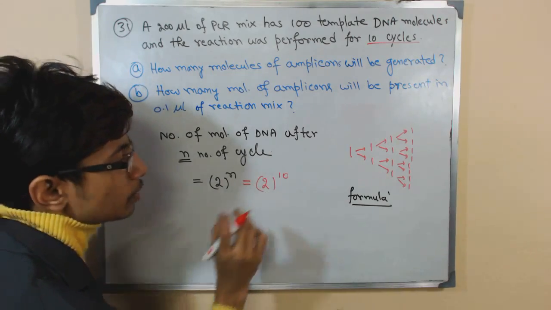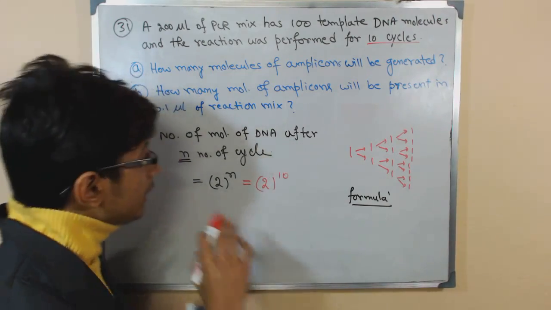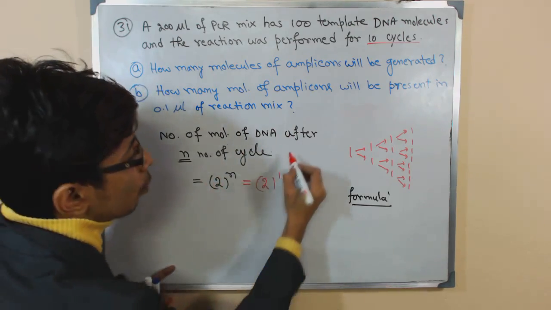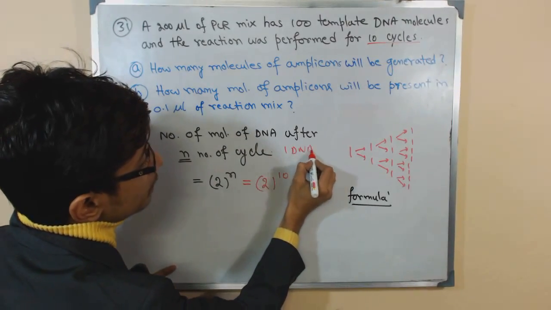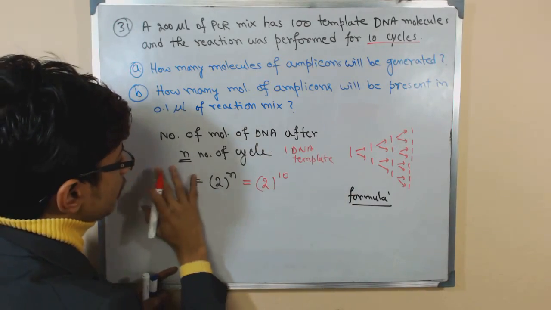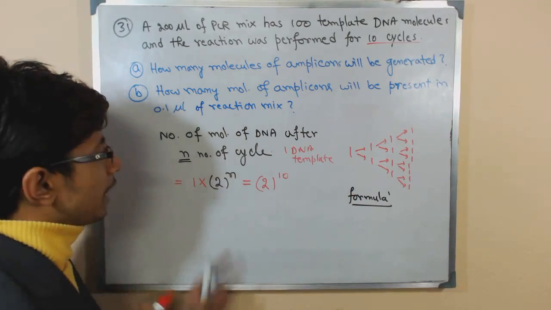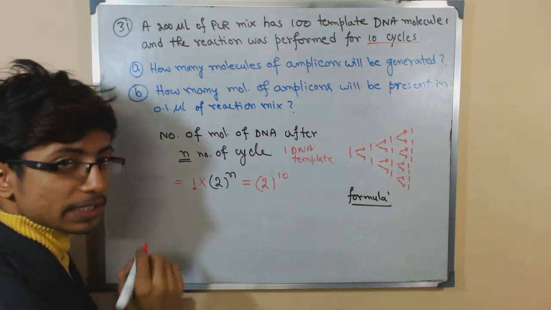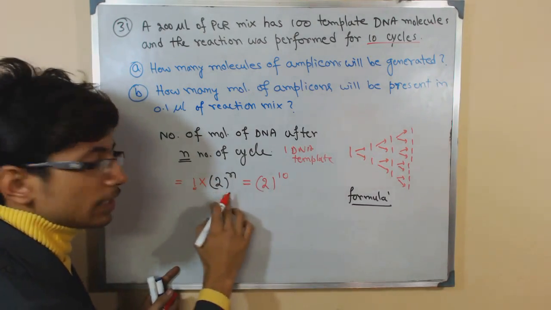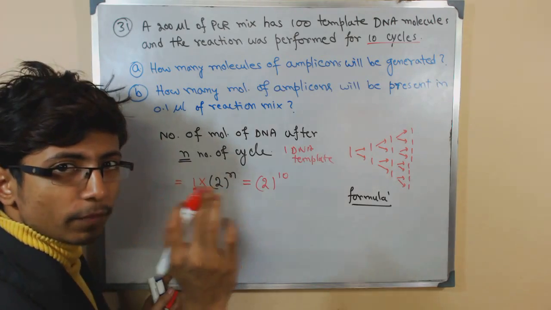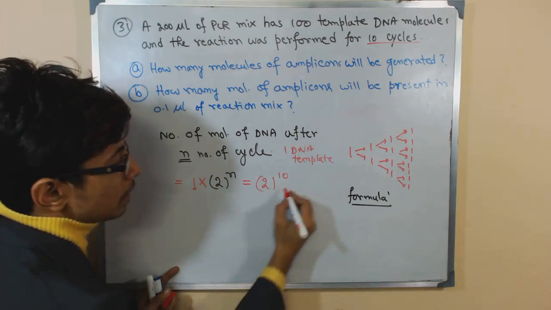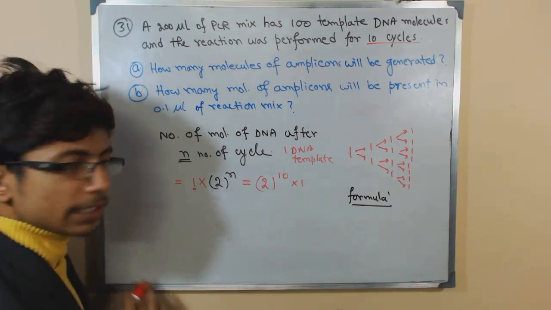That is going to be the number of templates. But remember, in this case we assume that at the starting point we have one DNA template, because that is obviously the beginning. So this template is always present, and this value is multiplied by each of these numbers. If the DNA template at the start is 1, we put 1 multiplied by 2 to the power n. So 1 into 2 to the power 10 is going to be the number.